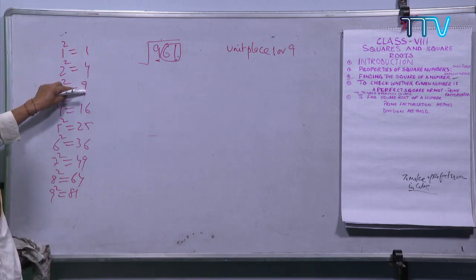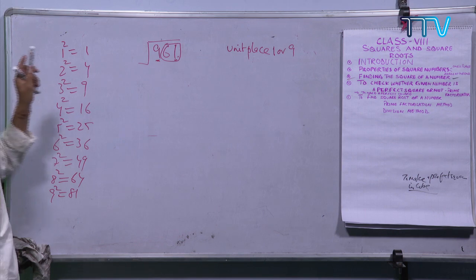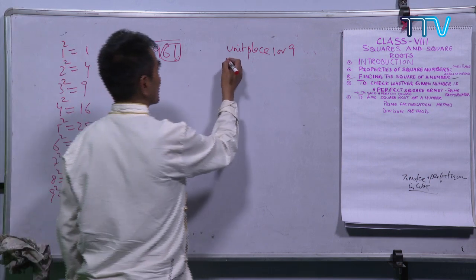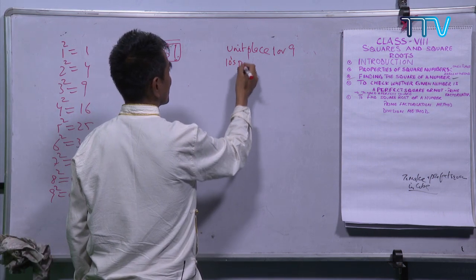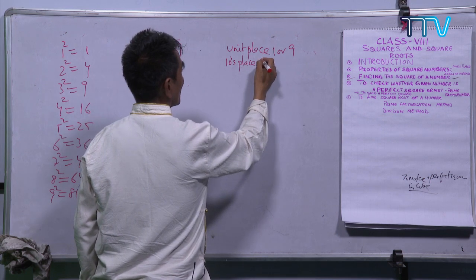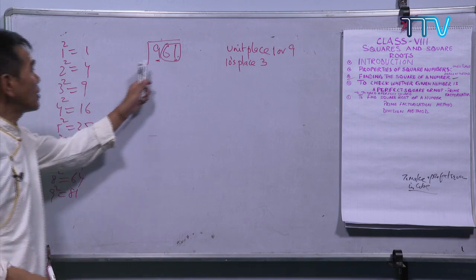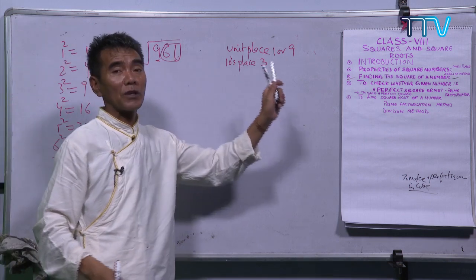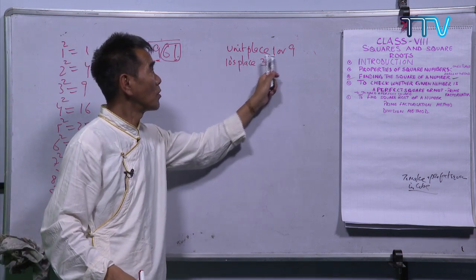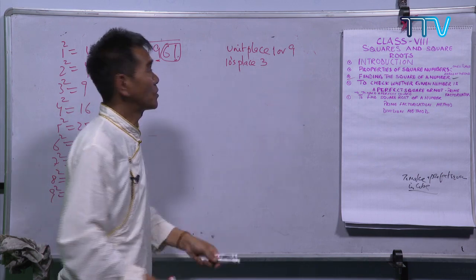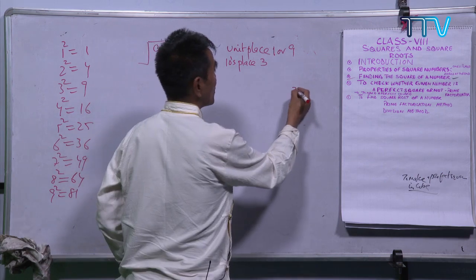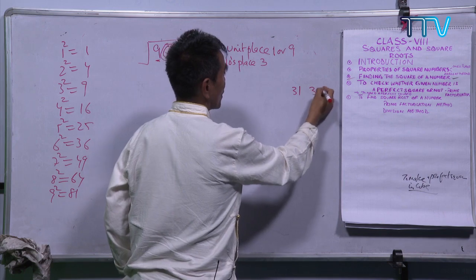9 is the square of 3. Now look at the tens place, which is 3. The given number 961 is a perfect square, so the root is either 31 or 39. Which one is it? Either 31 squared or 39 squared.